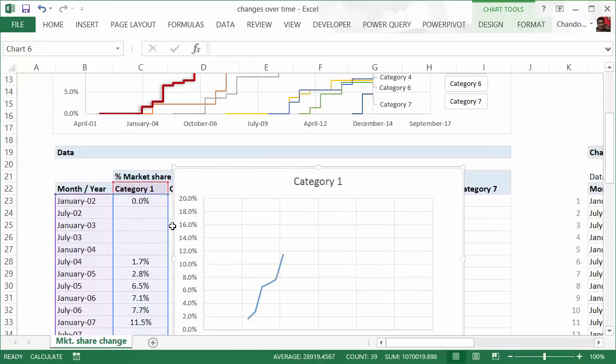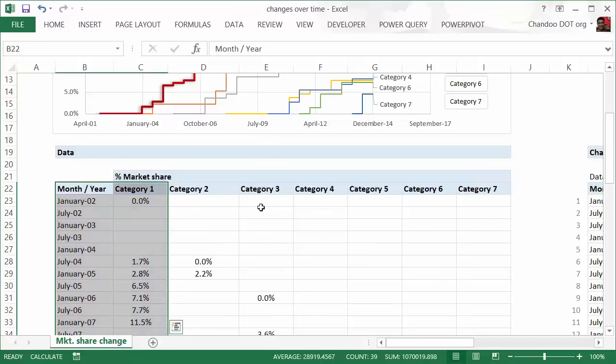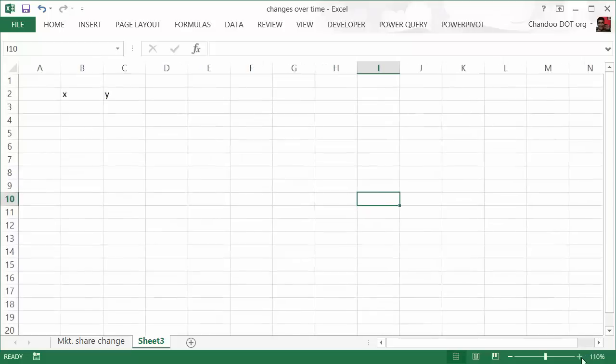So now I'm going to show you what kind of a chart will give you that step picture. Let me just delete this. First I will show you how to solve the step mystery. Let me insert a blank sheet here and then say X and Y. X represents the horizontal axis and Y represents the vertical axis.